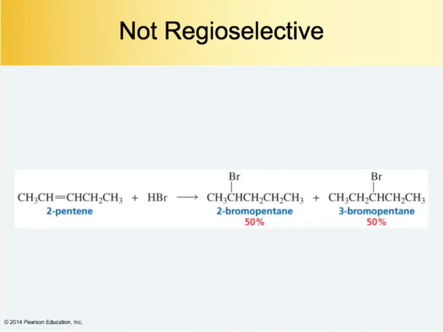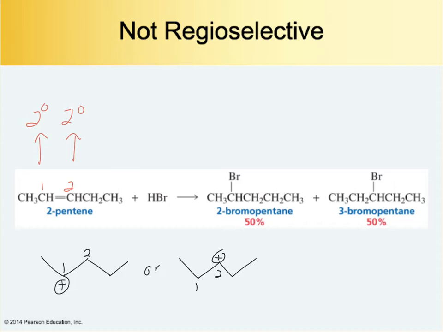Now another situation could arise where, if you look at these two carbons, if I said carbon 1 and carbon 2 here, they both would lead to a secondary carbocation. If I drew those out, carbon 2, or now we have a situation where we have a secondary and a secondary. Now this is going to be not regioselective at all, because there's no difference in energy from these intermediates. So I'm going to get a 50-50 mixture of 2-bromo and 3-bromo.